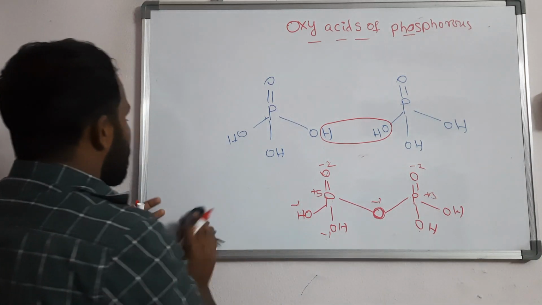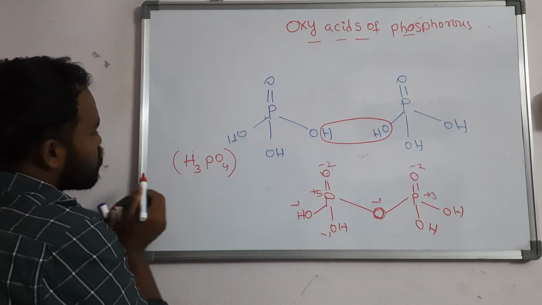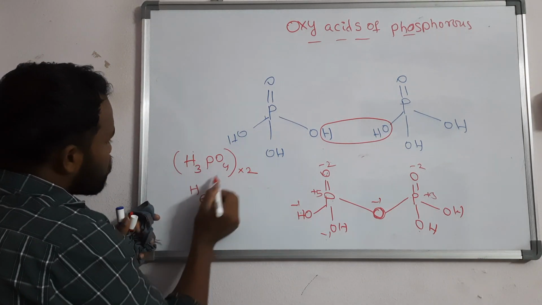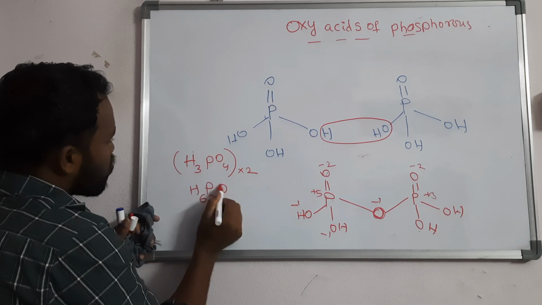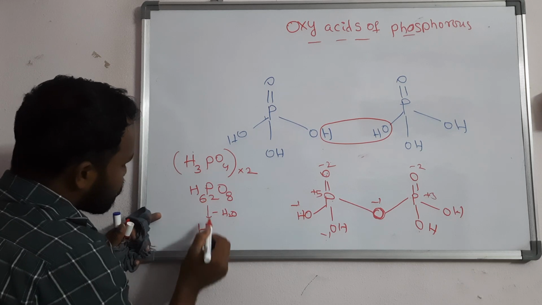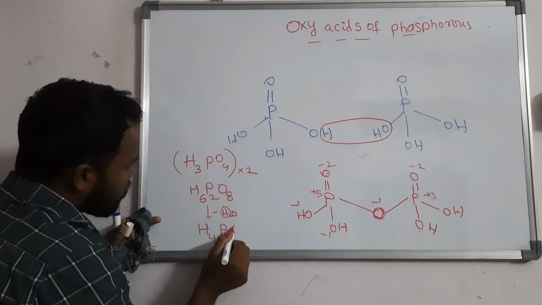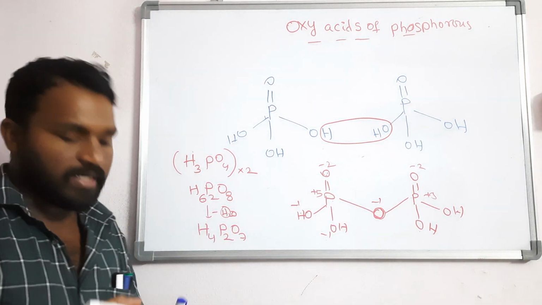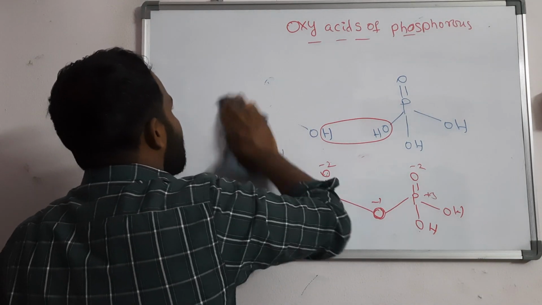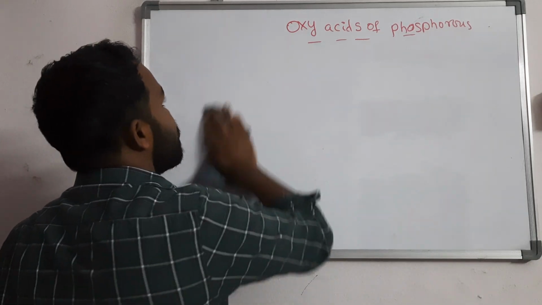Otherwise, we can also write H3PO4, phosphoric acid, taking 2 moles, that is, multiplying by 2. You will get 2 3s are 6, P 2, then O, 4 2s are 8. From this you should remove water. What will you get? H6 minus H2 water gives H4, then P2 as it is, and you will get O7. The same structure you will get. Like this you can also calculate. For many oxy acids, they will sometimes ask formulas. Formulas they will also ask.